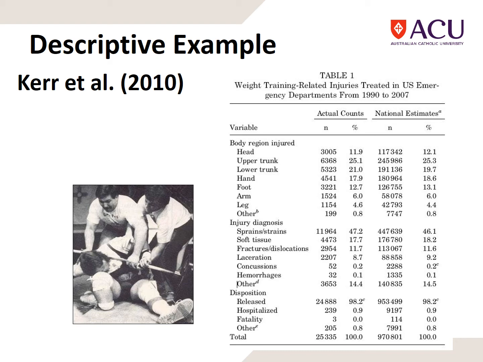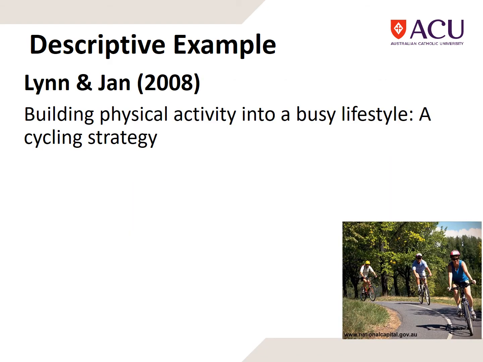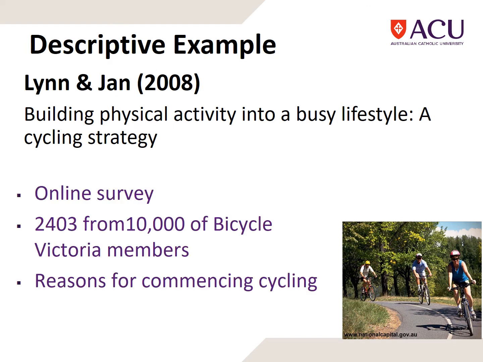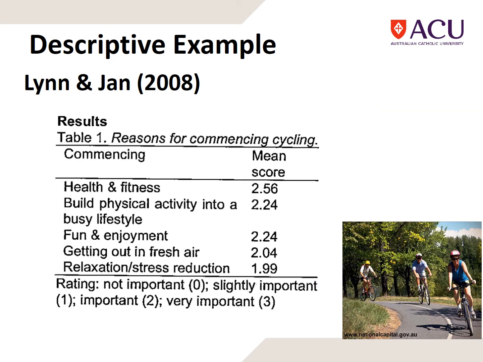It's descriptive in nature. So here's another interesting example of descriptive statistics in exercise science, and this study in particular was interested in looking at why people take up cycling as a physical activity. So they distributed an online survey out to 10,000 members of Bicycle Victoria, and they got responses from a little over 2,400 of them.